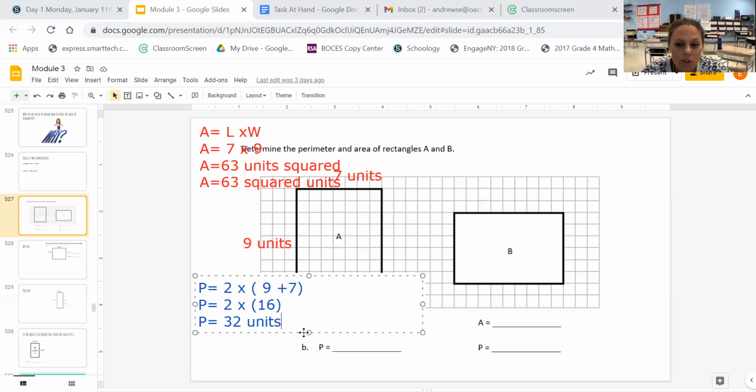I want you to go ahead, pause your video, and try B all by yourself. Find the length, find the width, then go ahead and find the area and perimeter, and check back with me. Good luck.